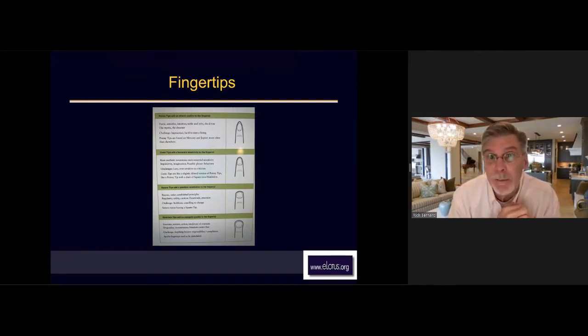They want to make the world a better place. So if you see tips like that, that's kind of what a person is about. Okay, and I'm going to show you some prints and show you what they look like.